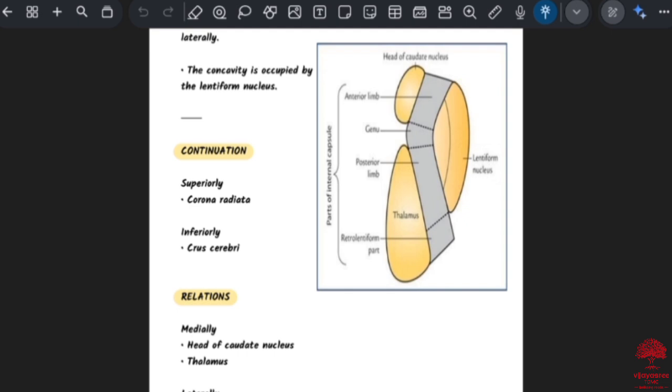Coming to the parts, it has the anterior limb. This is the genu. Here is the genu. This is the posterior limb. This is the sublentiform part, and the retrolentiform part is behind the lentiform nucleus. The relation of the anterior limb is medially the head of the caudate nucleus and laterally the upper part of the lentiform nucleus. The genu is the bend between the anterior limb and the posterior limb. Then comes the posterior limb. It contains medially the thalamus and laterally the lentiform nucleus, and then the sublentiform and retrolentiform parts.